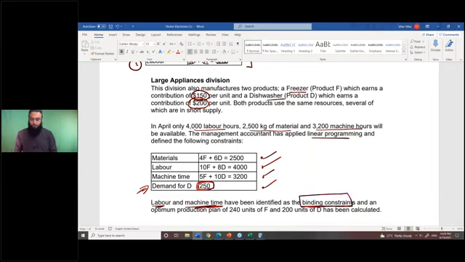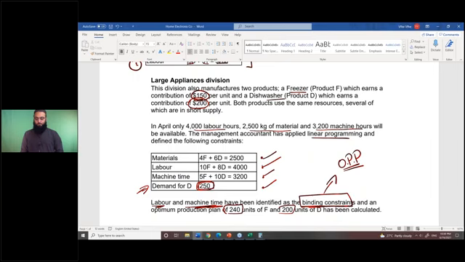So labor and machine time as the binding constraint means what? And an optimum production plan of 240 and 200 has been calculated. So what is binding constraint? Binding constraint means these are the two limiting factors which are your optimum production plan points.